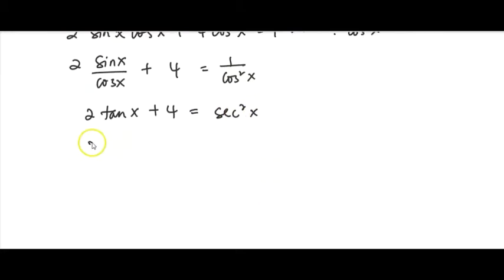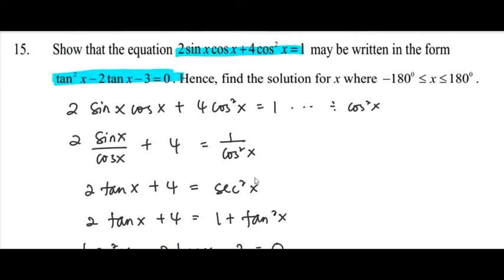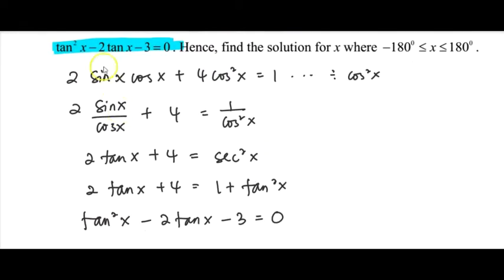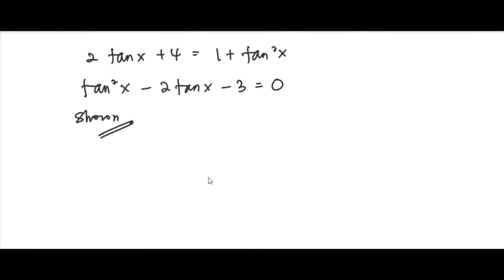And then the secant squared can be written in terms of tangent squared, because there is an identity which shows that secant squared x can be written as 1 plus tangent squared x. So we try to arrange it nicely: we have tangent squared x minus 2 tangent x minus 3 equals 0, which is what has been asked by the question. Yes, it's exactly the same. So we have shown that the equation can be written in this quadratic form. And now we're going to solve this equation.